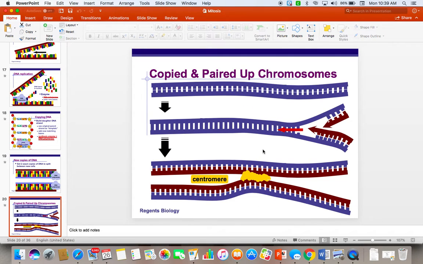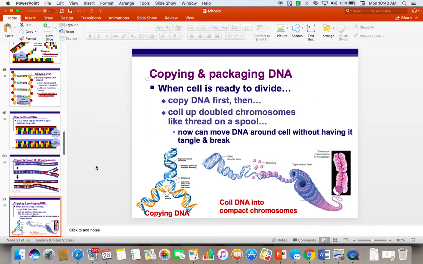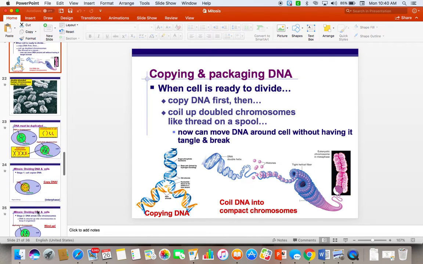Okay, so when we look at the cell cycle as a whole, we have 3 big phases. We have interphase, then we have mitosis, and then we have cytokinesis. Okay, and so the main thing that happens during interphase is that we're going to copy the DNA, which is what we were just looking at there. That is going to occur during S phase. So interphase has 3 different phases by itself, which are G1, S, and G2.